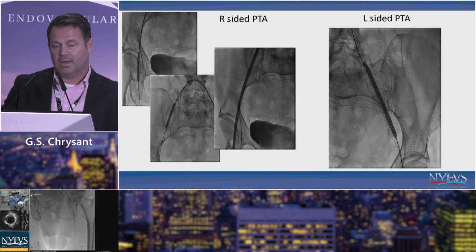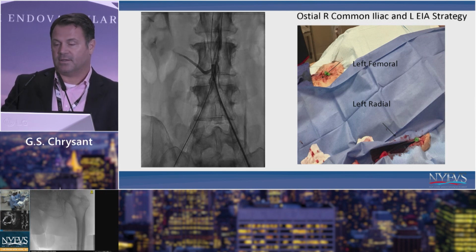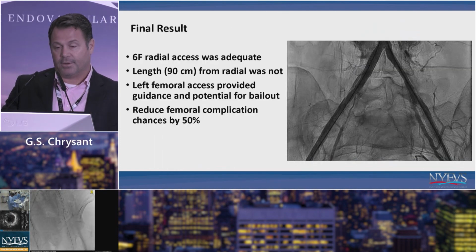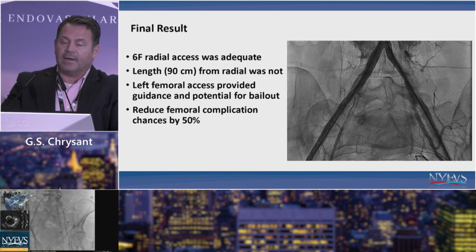I went up and over, took care of as many segments as I could, and then you still have this right common iliac that you have to deal with. So that's where the combo access comes into play, where you can actually fix this via a radial approach. But you have to have a big radial artery. So this is how we did it.